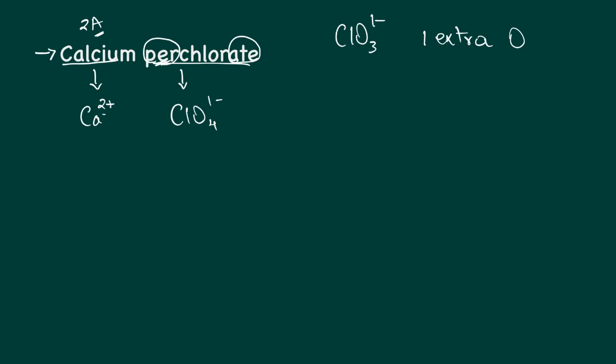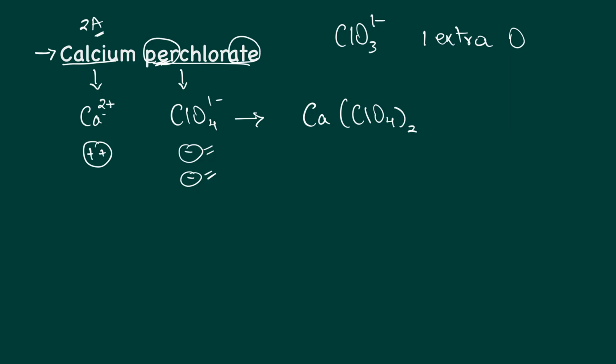Now you've got 2 positives and you've got 1 negative, so you need 1 more negative. Now your charges are equal. You write the chemical symbols together. Remember, you have 2 of these, so you're going to have to put the polyatomic ion within parentheses, ClO4, and then 2 at the bottom. Where did we get this 2 from? Because we have 2 ions of perchlorate. And that is the formula for calcium perchlorate.